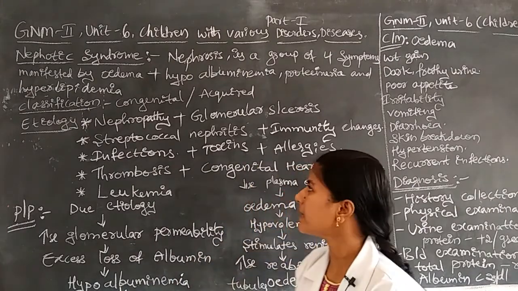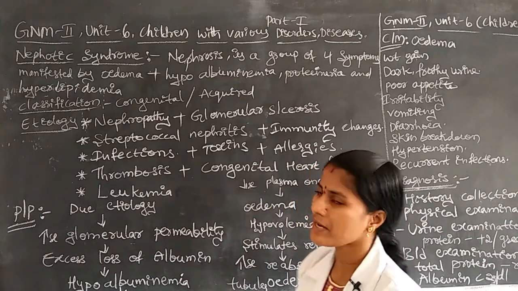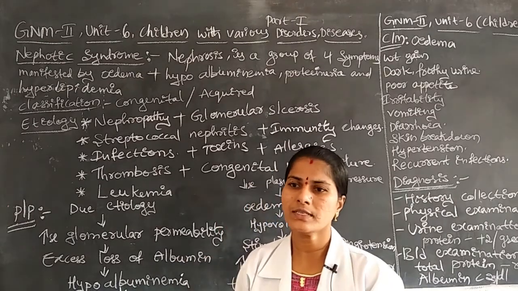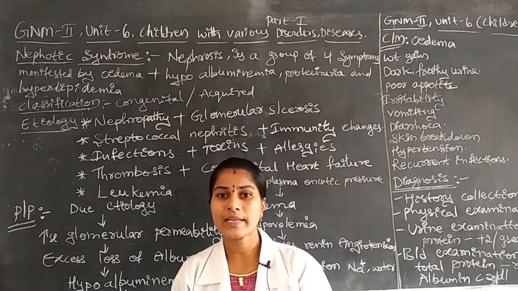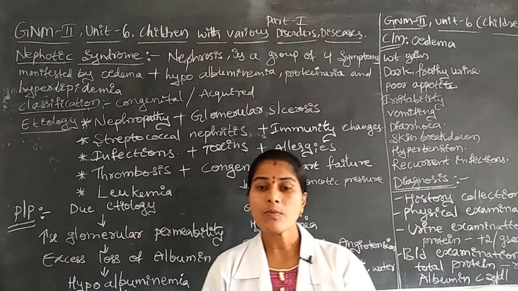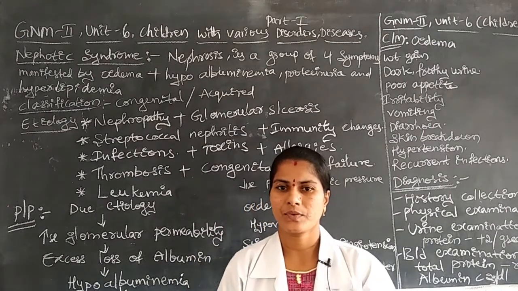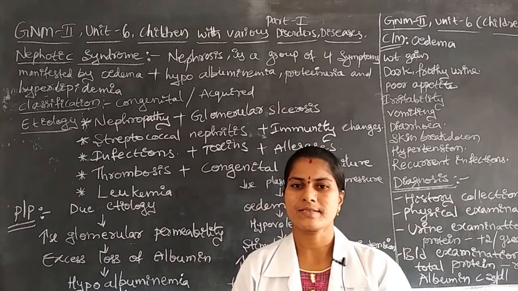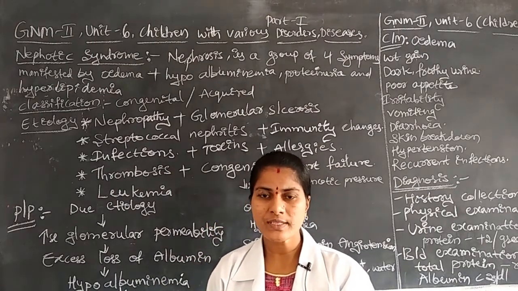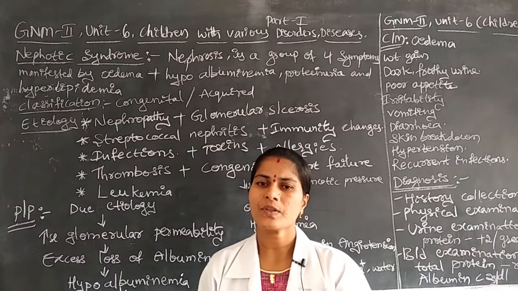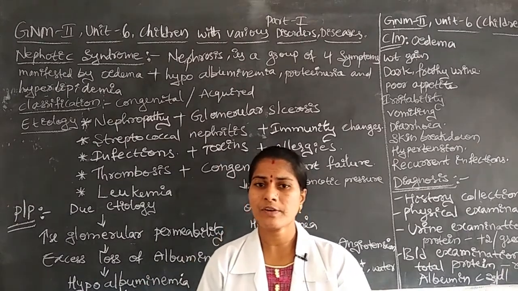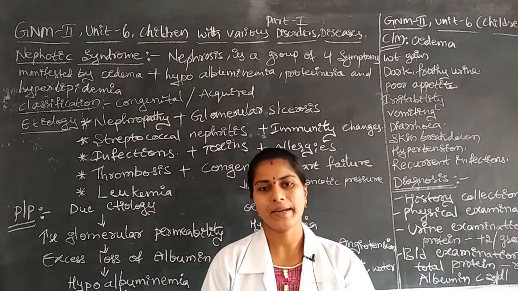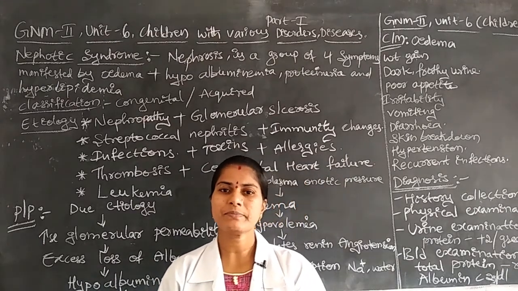The second symptom is hypoalbuminemia, which means decreased albumin levels in the blood. In the blood there should always be some albumin. Children suffering with nephrotic syndrome have the problem of decreased albumin levels in the blood. This is the second symptom.